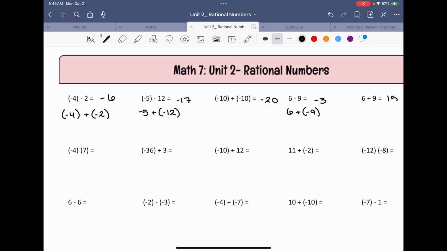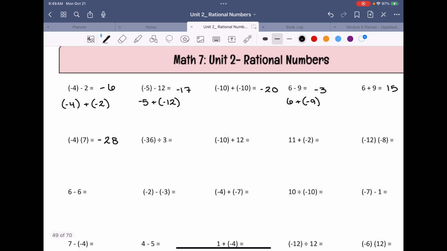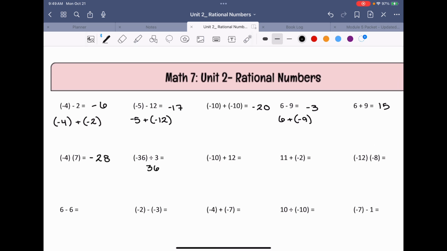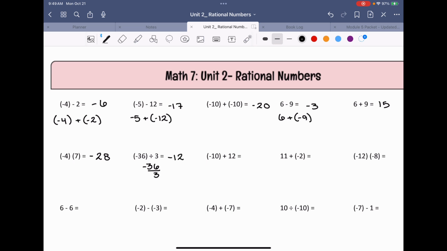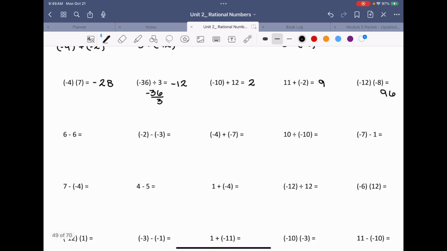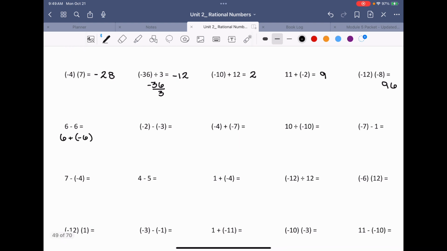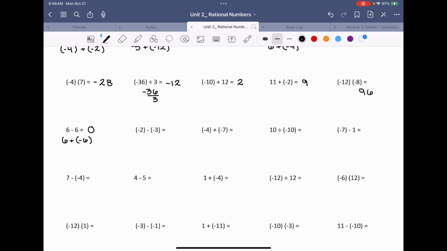6 plus 9 is 15. -4 times 7 is 28. This should be -28 because they're opposite signs. If you need to, you can change this. So negative 36 divided by 3 should be negative 12. Negative 10 plus 12, 2. 9. Positive 96, because they're the same sign. 6 plus negative 6. Well, those are opposites. Those are additive inverses. Your answer should be 0.